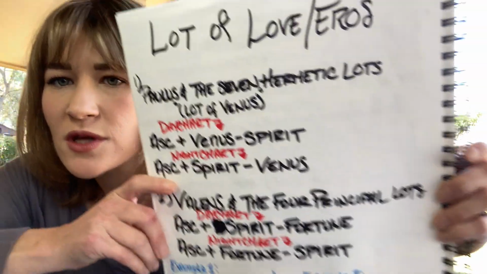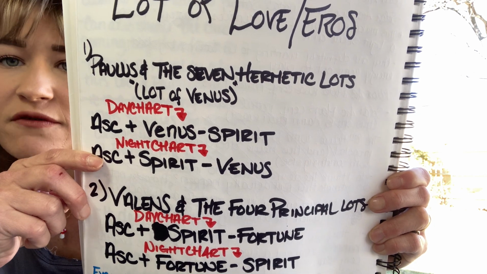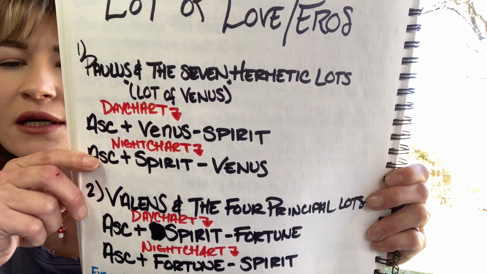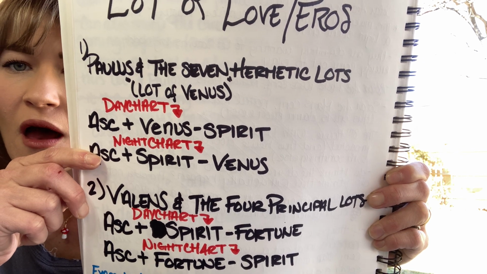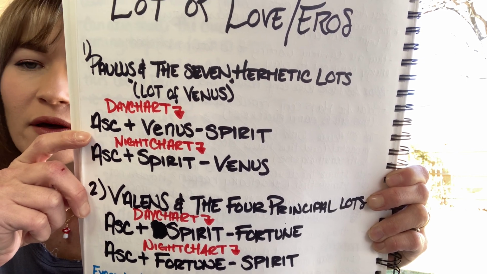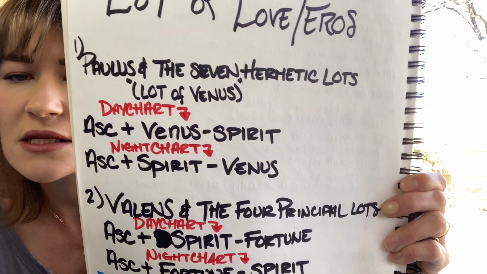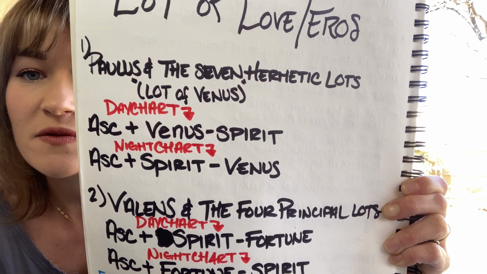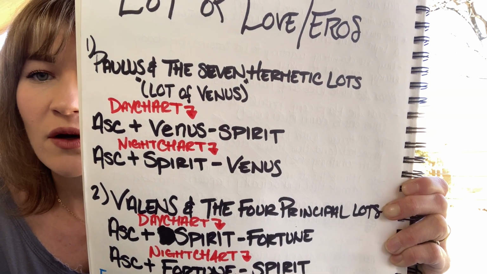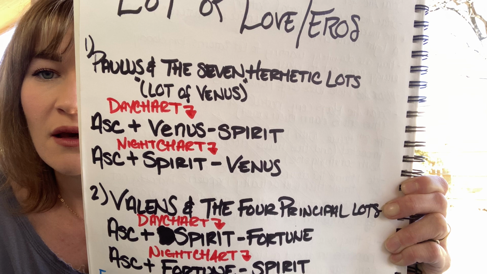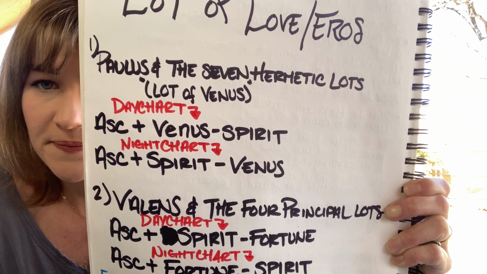Okay, so there is the lot of Venus or lot of love, which is one of the 7 Hermetic lots. It is calculated by doing the ascendant plus Venus minus spirit, minus the part of spirit, in a day chart. And in a night chart, it would be calculated by the ascendant plus the part of spirit minus Venus.